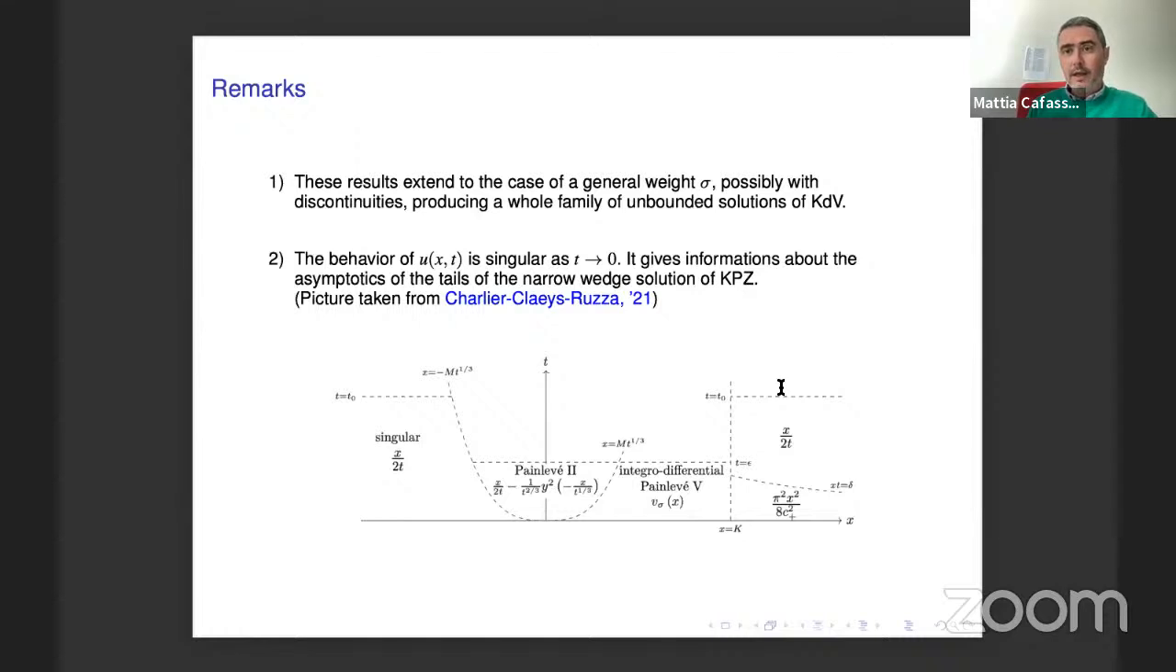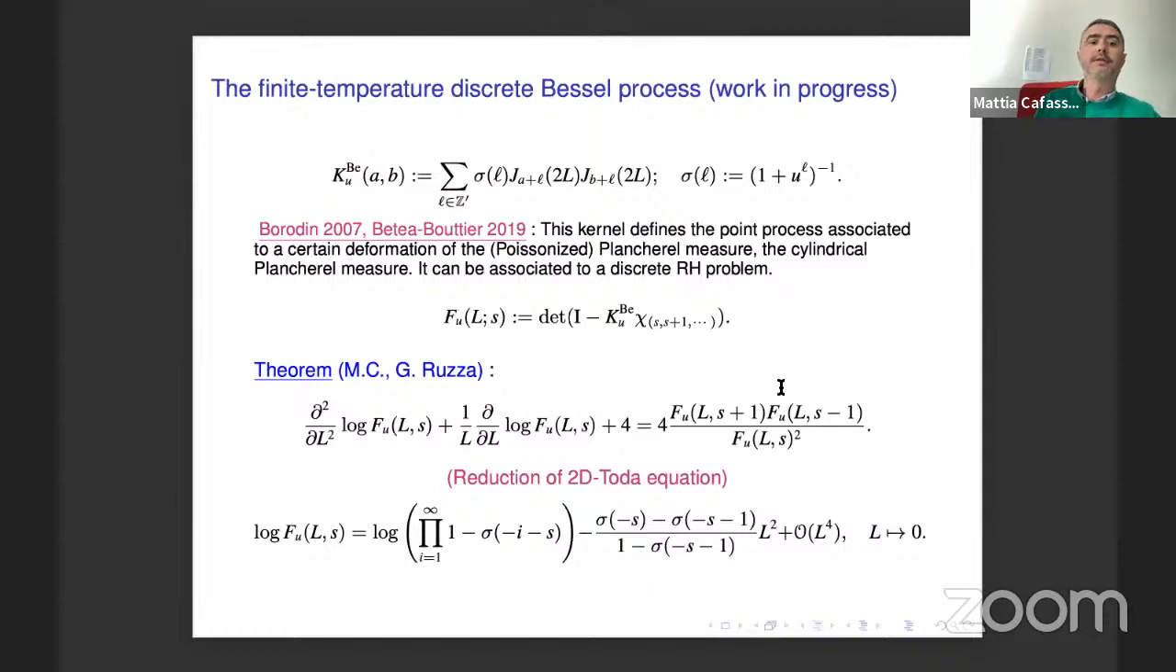Okay, so this is something that we obtained in 2020, 2021, and more recently with Giulio Ruzza, we used the same approach to study a discrete version of this finite temperature Airy kernel. And we just say a few words because this is still a work in progress.